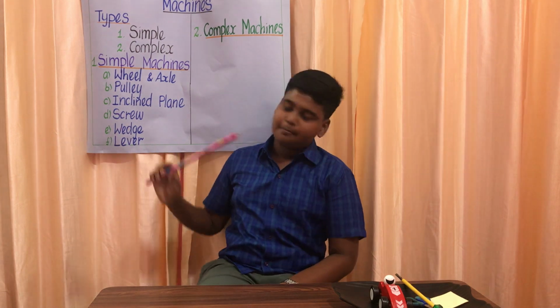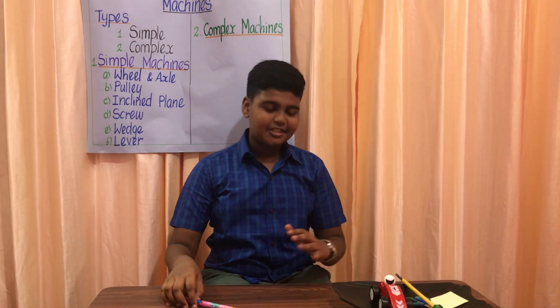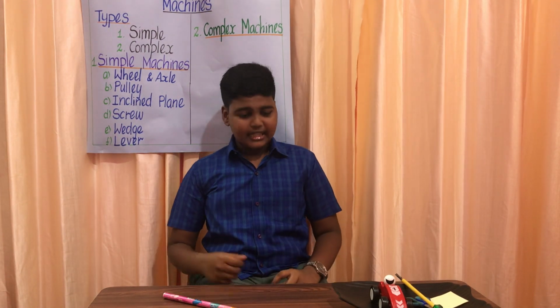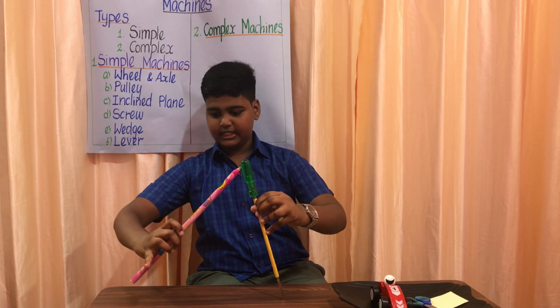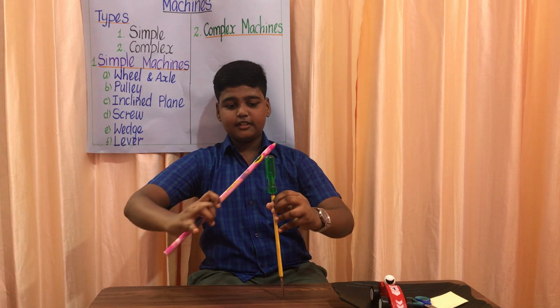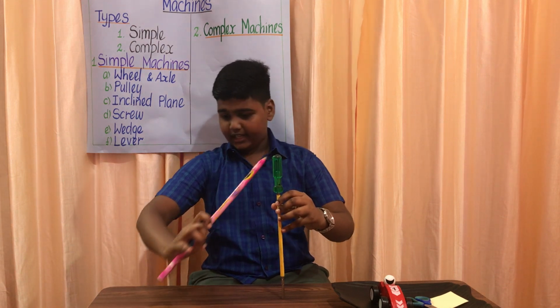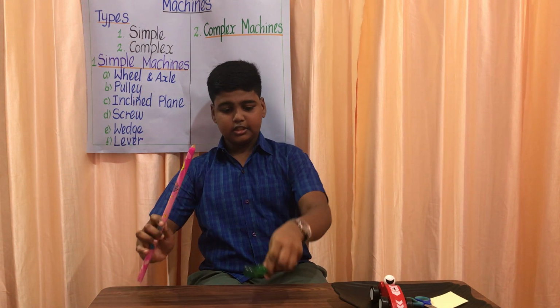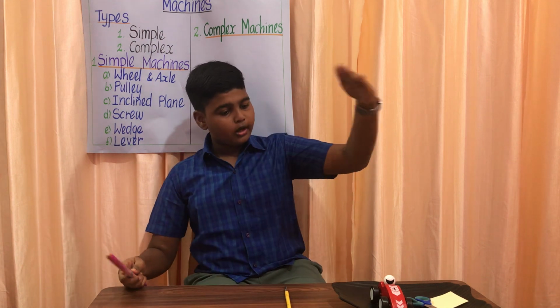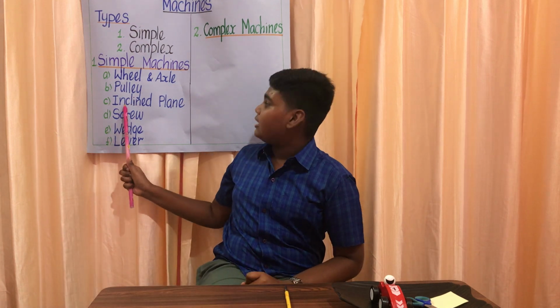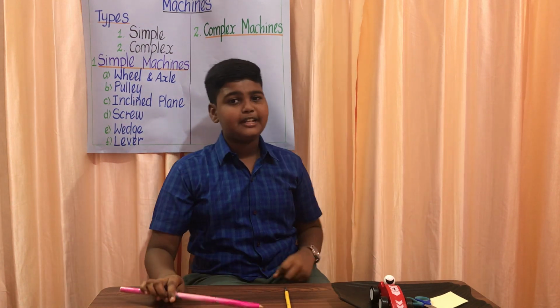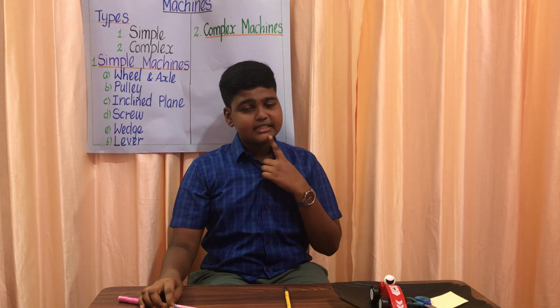Next is the inclined plane. For the inclined plane also I don't have anything to show, but it's nothing but a surface like this. This will be straight and this will be like this in a curved area. Now you are on the ground floor and you want to go to this floor. What will you do? Do you jump or climb? You can't. So at this time you use the simple machine, the inclined plane. For example, we can tell stairs.